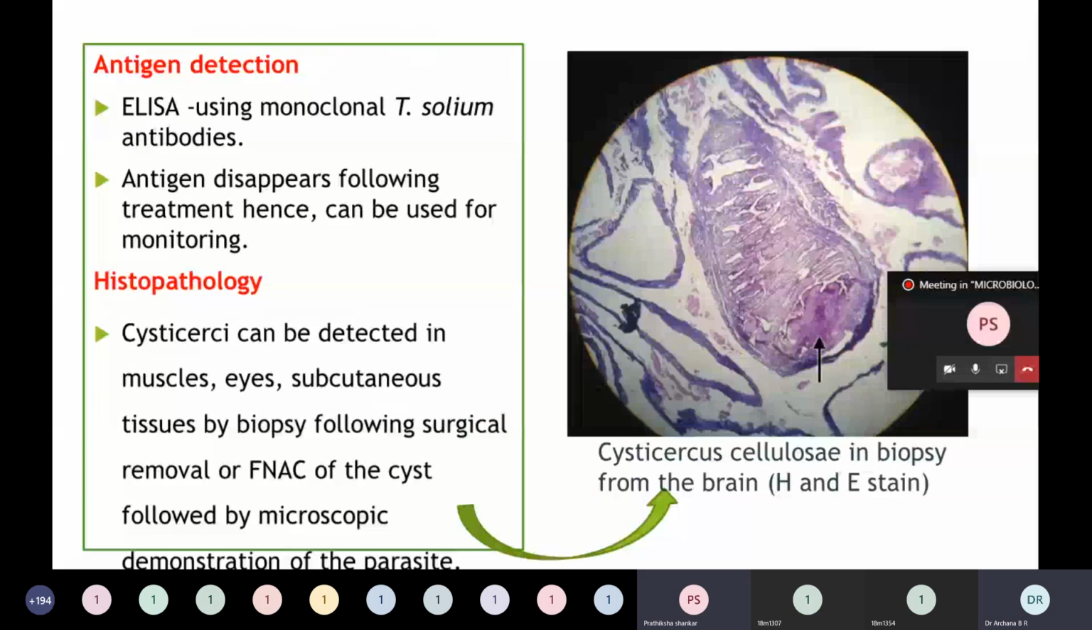Antigen detection using ELISA with monoclonal Taenia solium antibodies. Antigen disappears following the treatment, hence it can be used for monitoring of the treatment and for prognosis. Histopathology: cysticerci can be detected in the muscle, eyes, subcutaneous tissues by biopsy following surgical removal or FNAC of the cyst, followed by microscopic demonstration of the parasite. So you can see in the picture, this is Cysticercus cellulosae in a biopsy from the brain, shown in H&E stain.